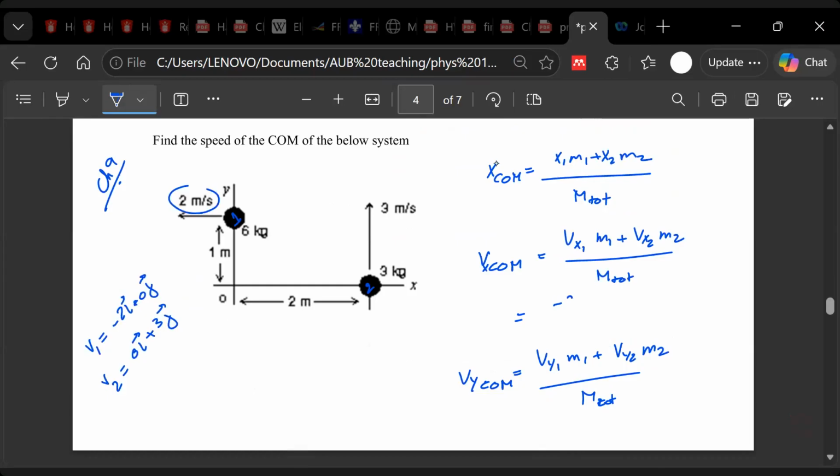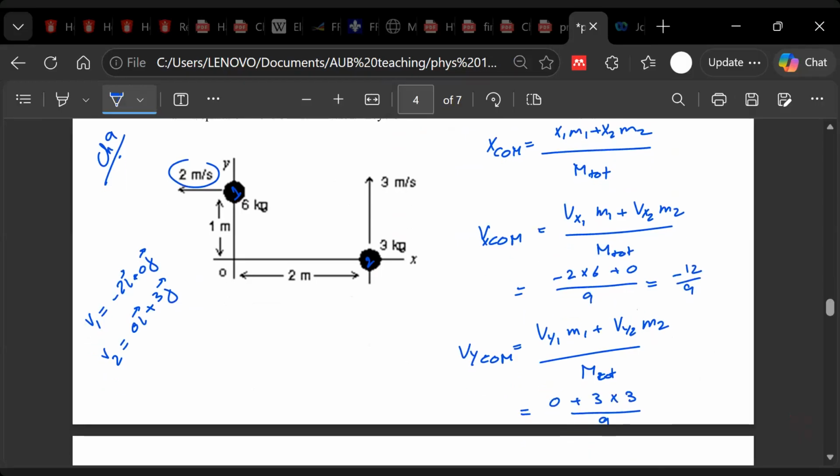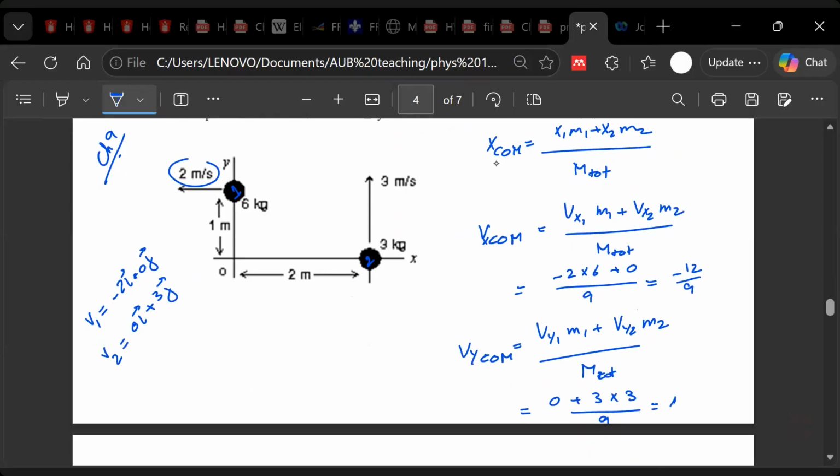I'll have here minus 2 times 6 kilograms plus 0, over the total mass, which is 9. And here I'm going to have 0 plus 3 times 3 over 9. Correct? So I'll end up with minus 12 over 9. And here I'll have 9 over 9, which is 1. So I was able to find the speed of the center of mass.